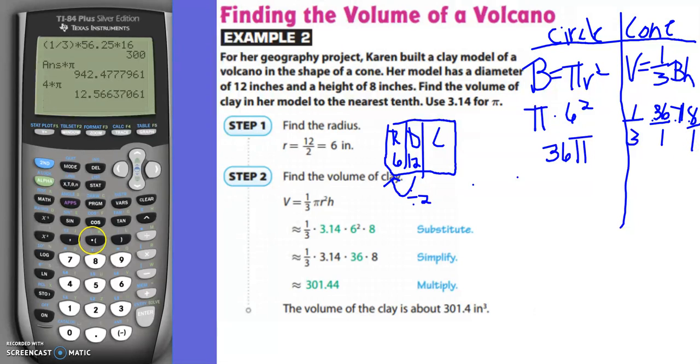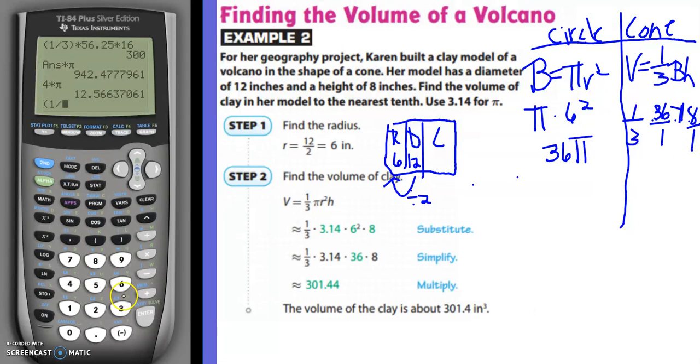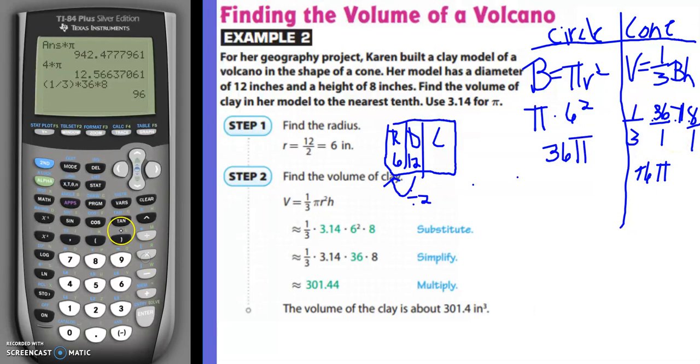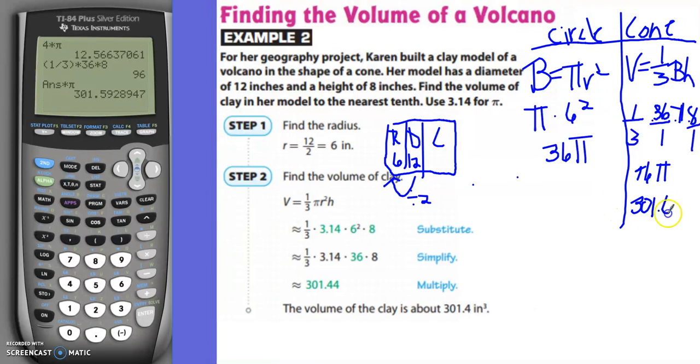All right, so we have 1/3 times 36 times 8, which is 96 pi. So then 96 times pi will get me 301.6. And we're talking about volume, so this is inches cubed.